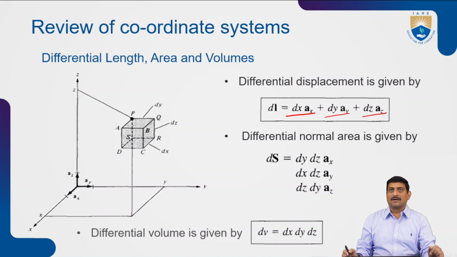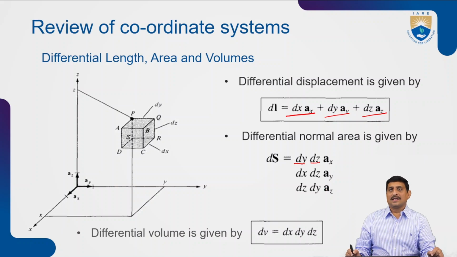Whereas if I go for the area, the differential normal areas are given by the following. If I keep x equal to constant, then y is variable and z is variable. So the incremental length in the y direction is dy, and the incremental length in the z direction is dz. So the normal area in the x direction, that is for the yz plane, is dy dz ix. In a similar way, the normal area for the xz plane is dx dz iy, and for the xy plane, dx dy iz.